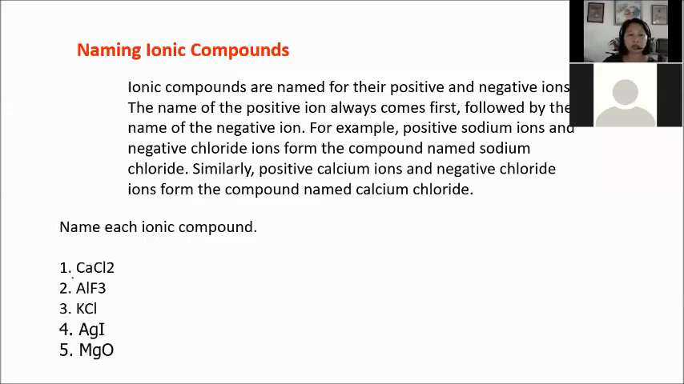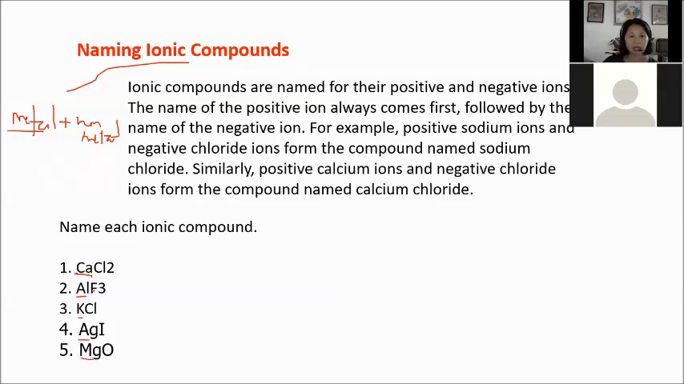How do we name these items 1 to 5? Again, determine the name of the first element. Don't forget that an ionic compound is a compound between a metal plus a non-metal. So, to name the first element, name what kind of metal it is. For example, in 1, calcium; 2, aluminum; 3, potassium; Ag is silver; 5, Mg, magnesium. Give the complete name of the first element.